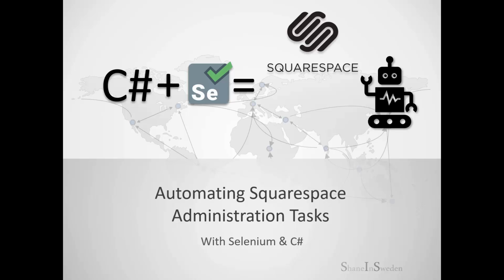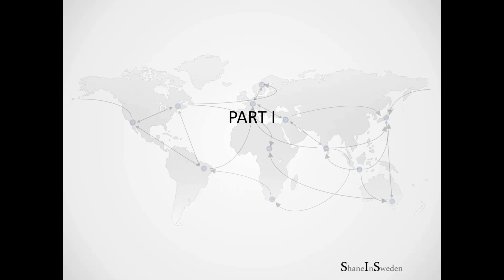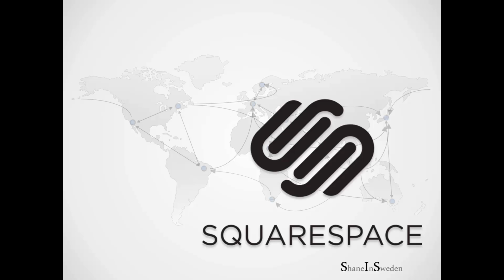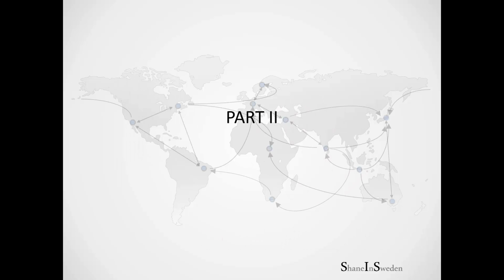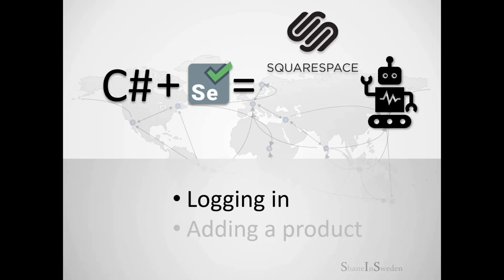In this series of video presentations, we've been looking at how you can automate Squarespace administration tasks using Selenium and C#. In the first part of our video series, we looked at what Squarespace was, what automation was, and why you'd want to consider automating tasks. In the second part of the series, we looked at how we could use C# and Selenium to automate logging into Squarespace.